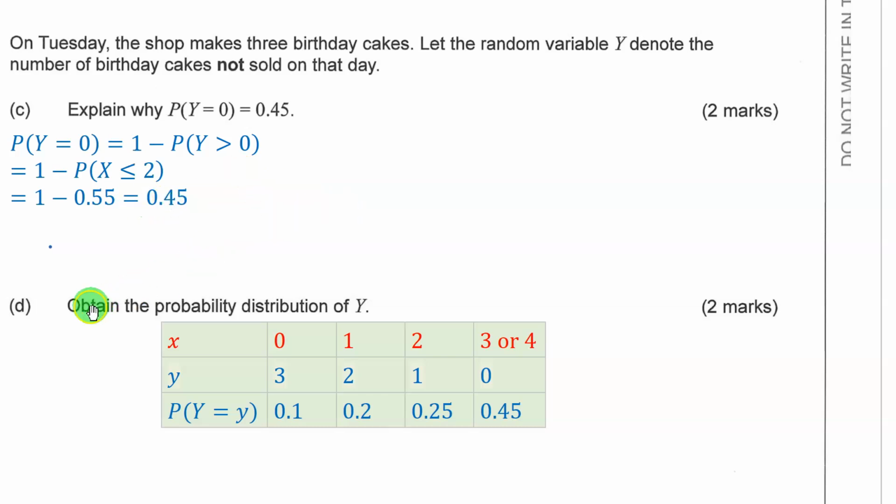Or you could almost have done the probability distribution as we're asked to in part D, where x and y are basically going to, well, they're kind of the opposite. So if we sell 0 cakes, then the number not sold, y, will be 3. And if we sell 1, then the number unsold will be 2. And then the probabilities are going to be exactly the same. We just copy these down from the previous table, except for the final value where x is either 3 or 4, y will be 0. And so that's our table done.